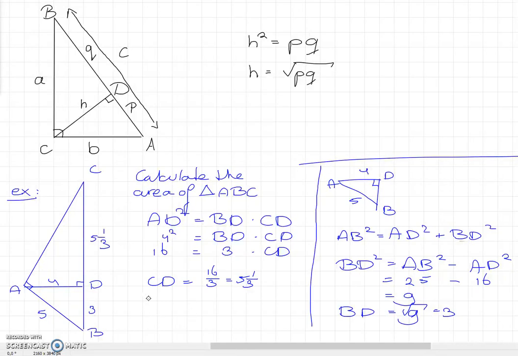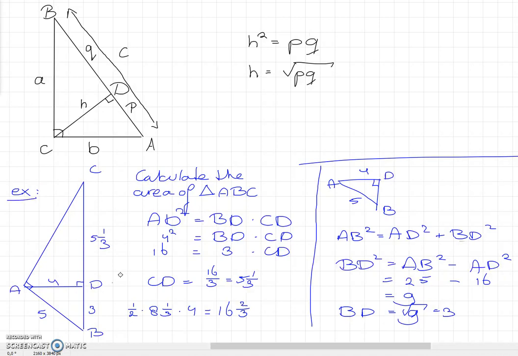CD is 5 1/3, and we can calculate the area as the final step, which is a half times a base, 5 1/3 plus 3, is 8 1/3, times its matching altitude 4, and if we calculate it, we get 16 2/3.